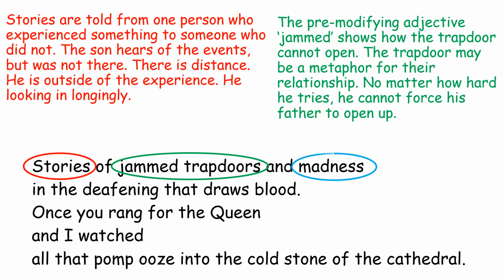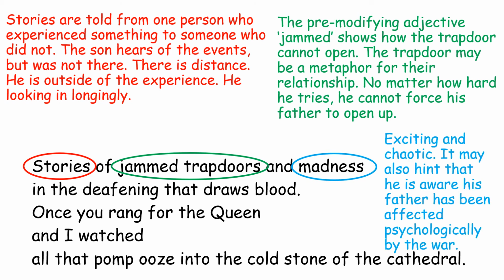If you take a look at the word madness, here we could consider madness being exciting and chaotic as they're talking about all of the fantastic stories that the father had of his bell ringing. It could also hint that he is aware that his father has been affected psychologically by the war. The word madness could be a link to the illnesses of war.